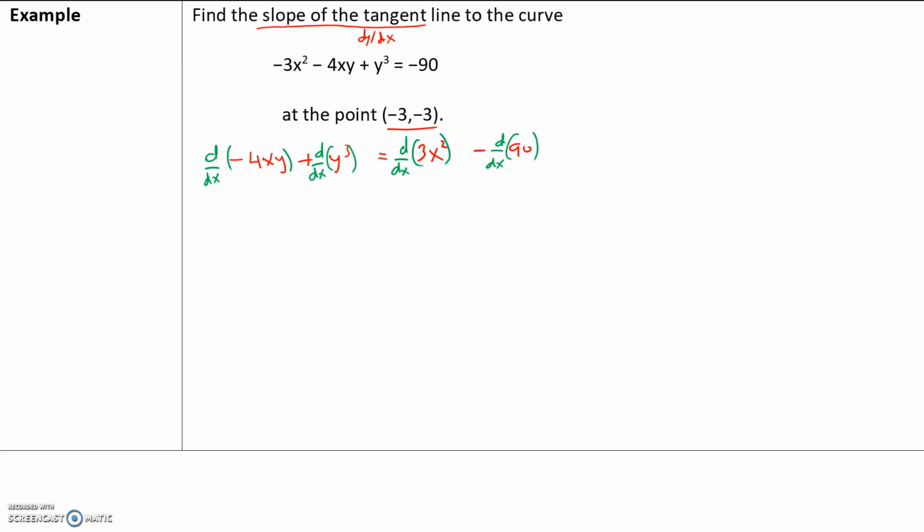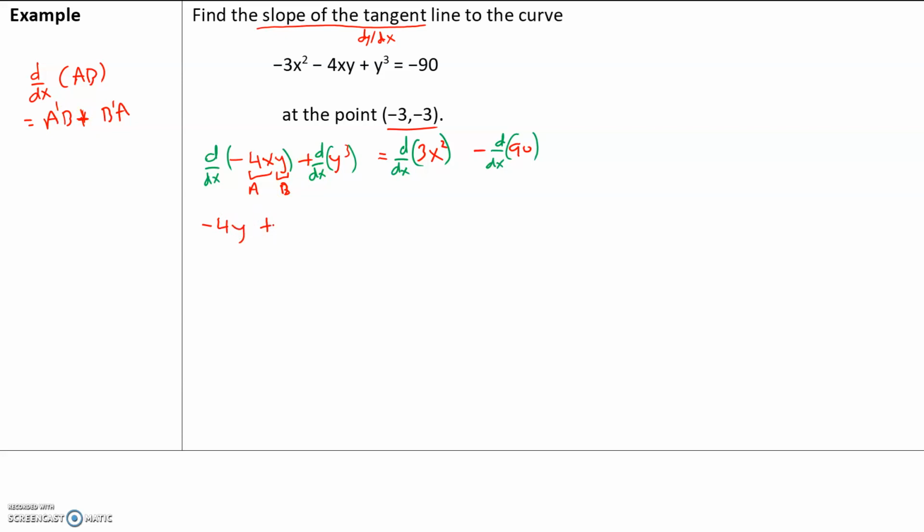Now, when I take the d/dx of negative 4xy, let's say that this is one term called a, and this is another term called b. And here's what we know. When we take the derivative of a product, this equals a prime b plus b prime a. This is the product rule from chapter 1. So if a is negative 4x, then a prime, the derivative of that, is going to be negative 4. And then you multiply it by b, which is the second term, and that's going to be y.